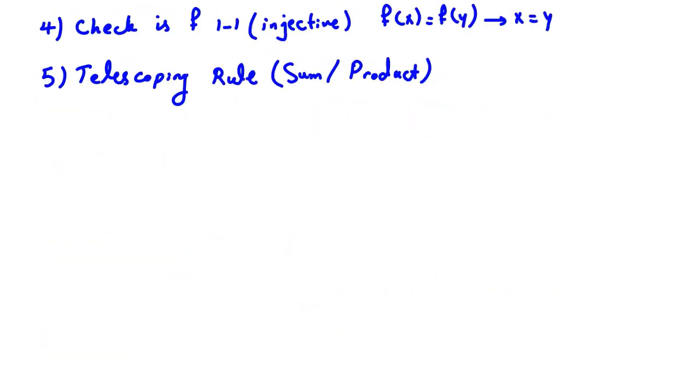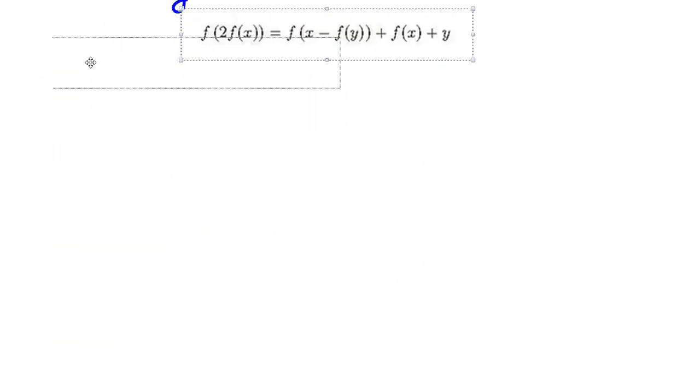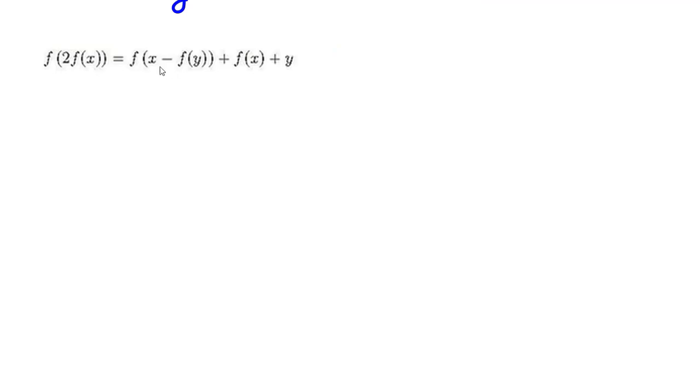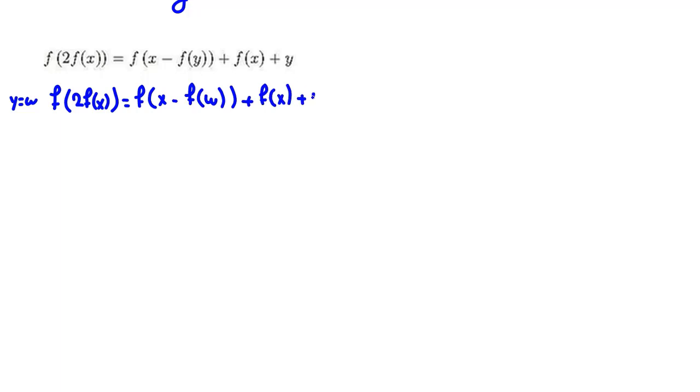Now we want to use the idea I told you, get rid of, for example, complicated terms. Here we have two complicated terms and our problem is here. So I say if we consider x and y, we have this. If we consider instead of y, we write w. So we have f of 2f of x. So we consider x and w. It will be f of x minus f of w plus f of x plus w.